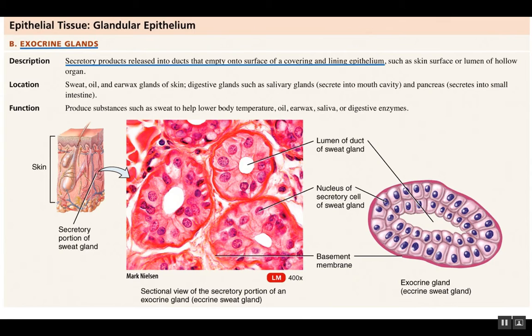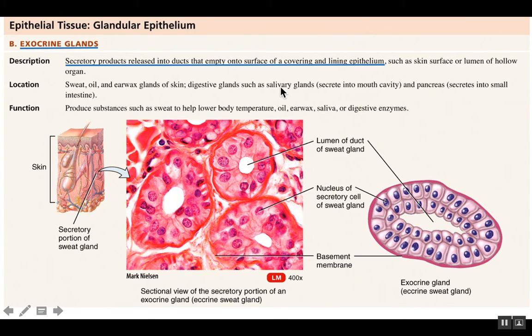So for example, sweat glands, oil glands, earwax glands all need to deliver that material to the surface. So the gland itself is typically found deeper in the organ. So for example, a sweat gland is found in the dermis, which is underneath the epidermis. That gland is made up of epithelial tissue, and then it has a little sweat duct that transports the sweat up to the surface of the skin.